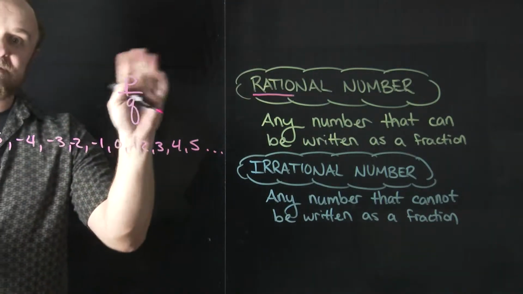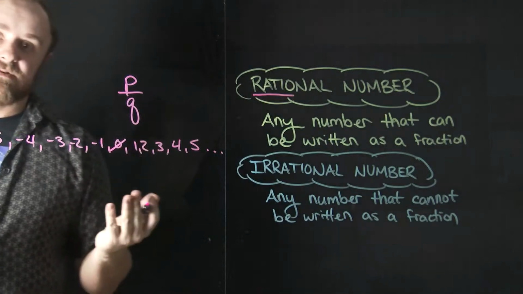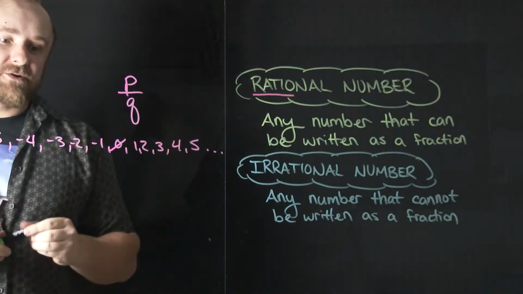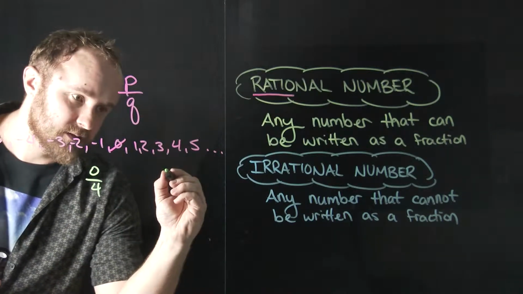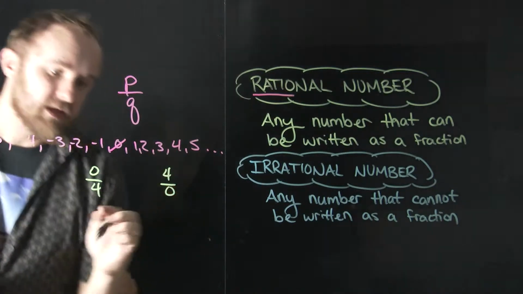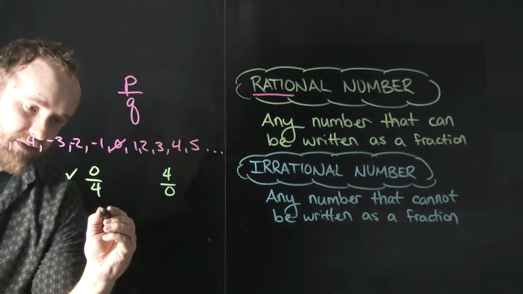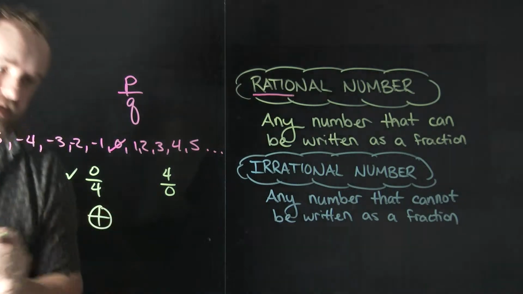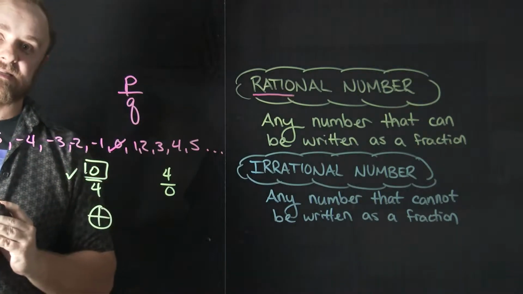Now, p can represent any of the integers, but q can only be the integers except for 0. And why can't q be 0? Let's take a look at a couple fractions. So I can have this fraction, 0 divided by 4. And what that basically means is if I had a pizza that was cut into 4 slices, it's possible to take 0 of these slices.